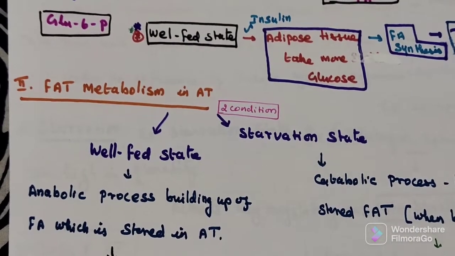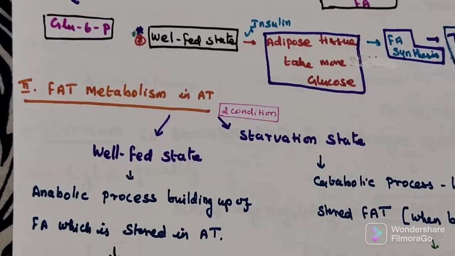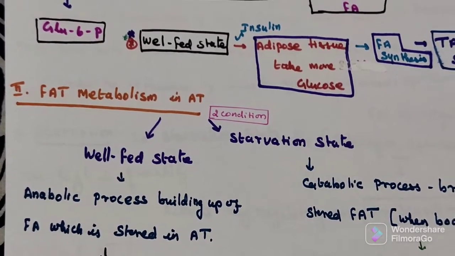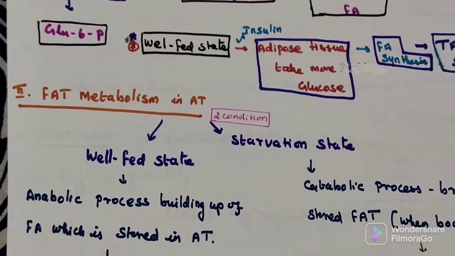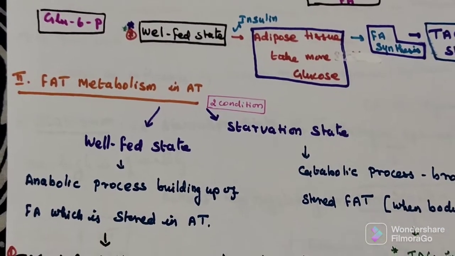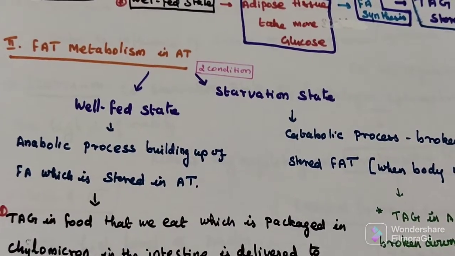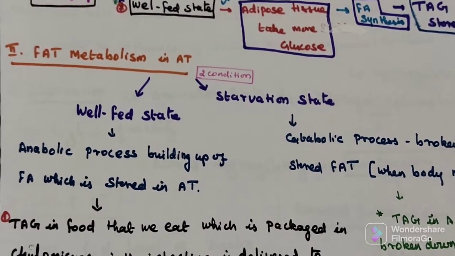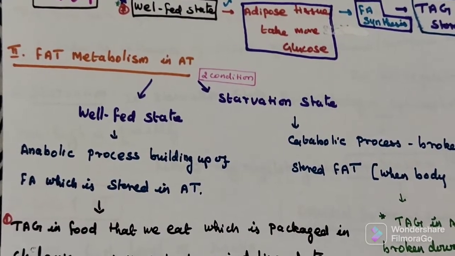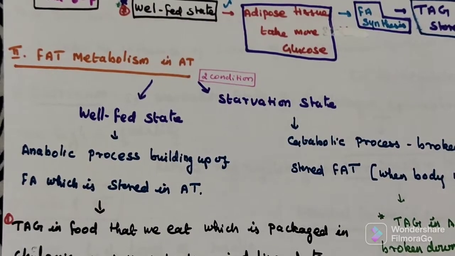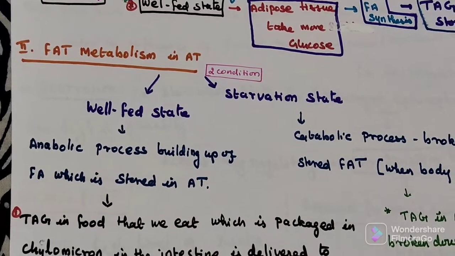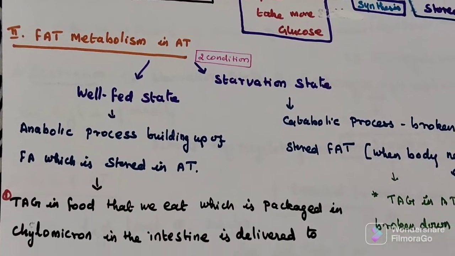Let's move to fat metabolism in adipose tissue. It can be studied under two broad conditions: well-fed state and starvation. In the well-fed state, the triacylglycerol is the food that we eat and which is packaged in chylomicron in the intestine is delivered to adipose tissue.